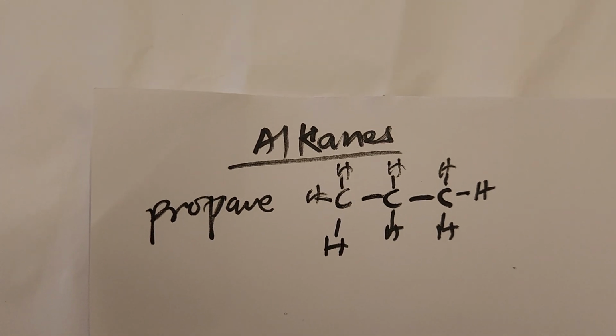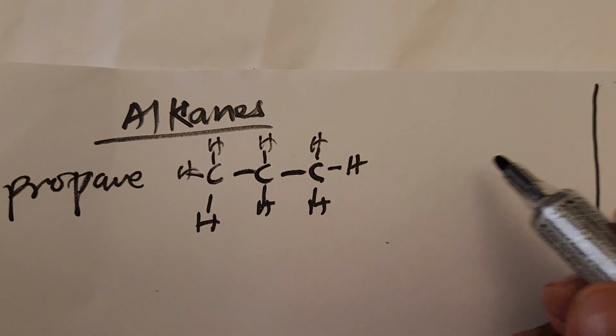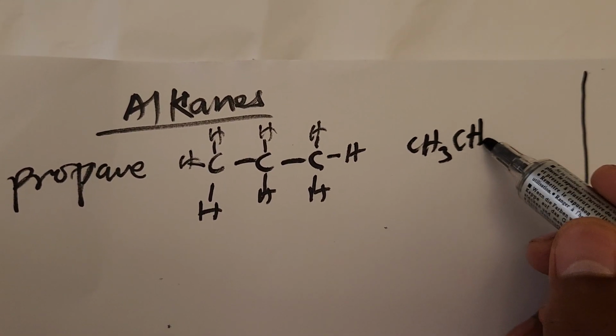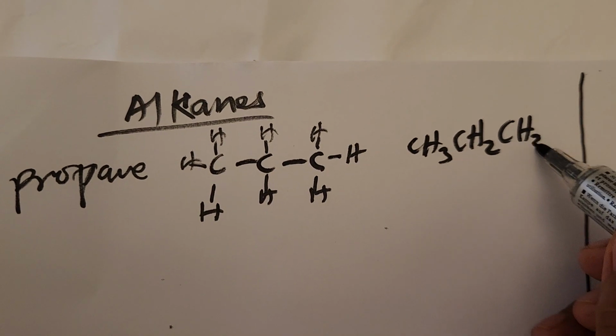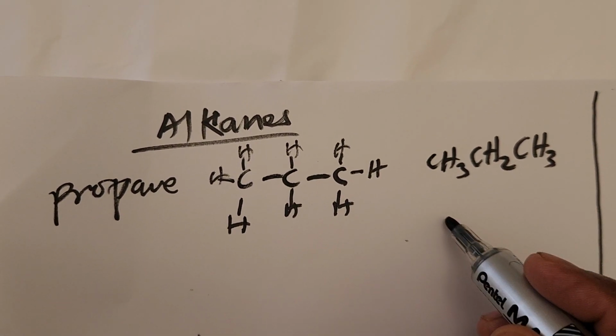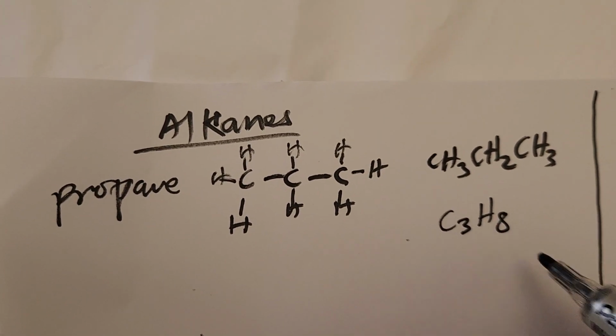And then the condensed structural formula of propane will become CH3 CH2 CH3. That is the condensed, whereas the molecular formula will be just C3H8. Fine.